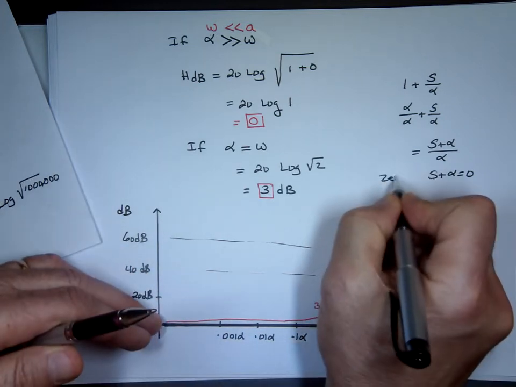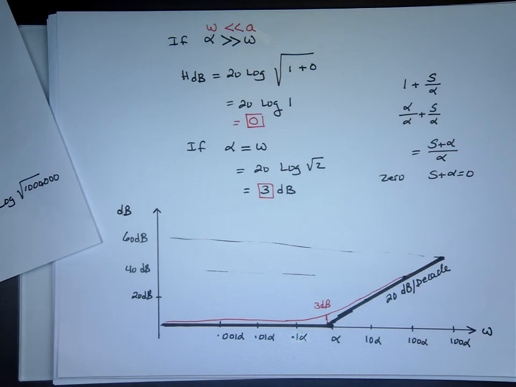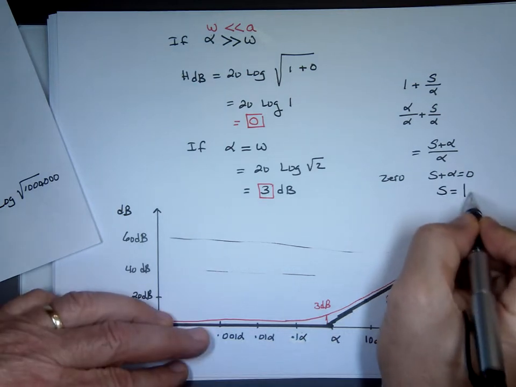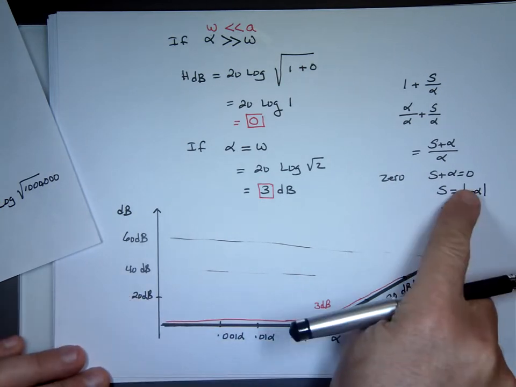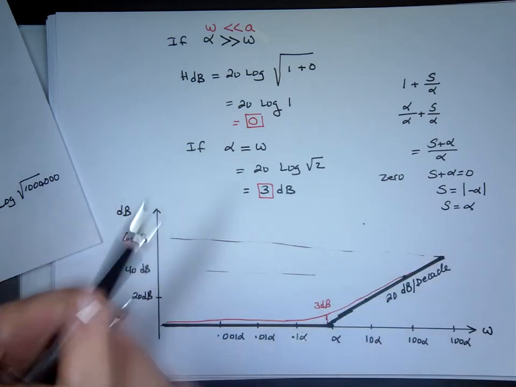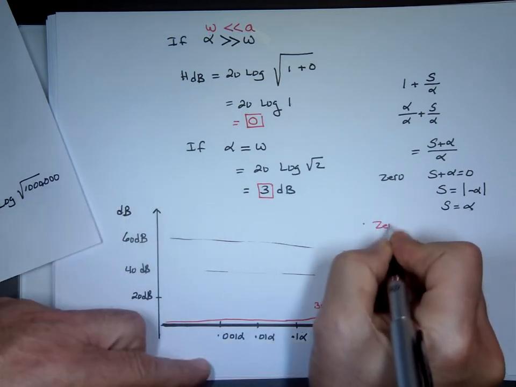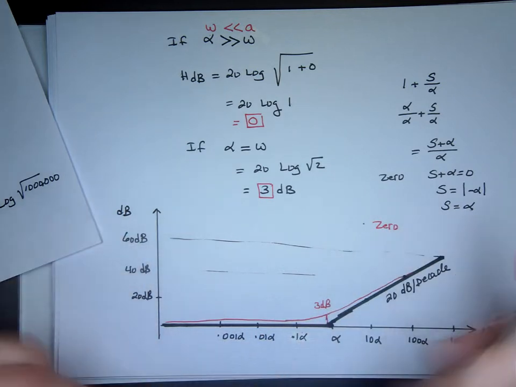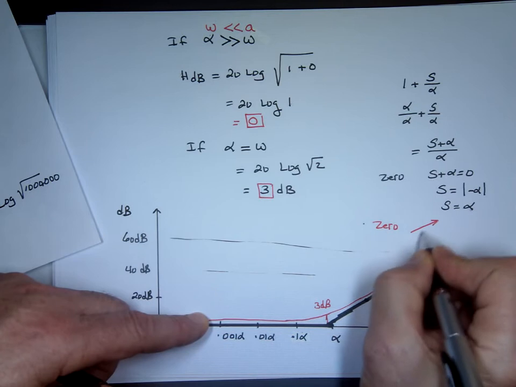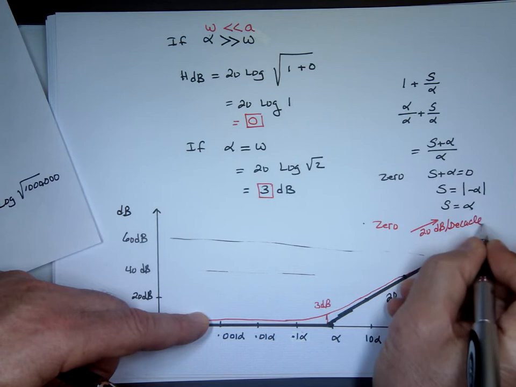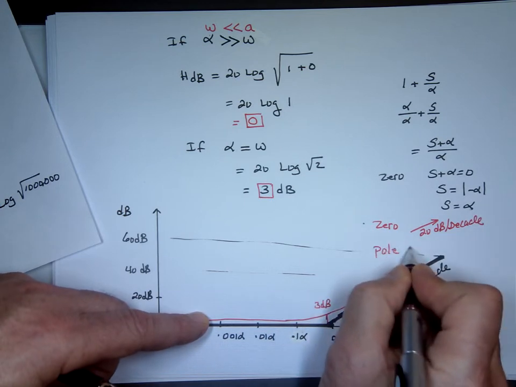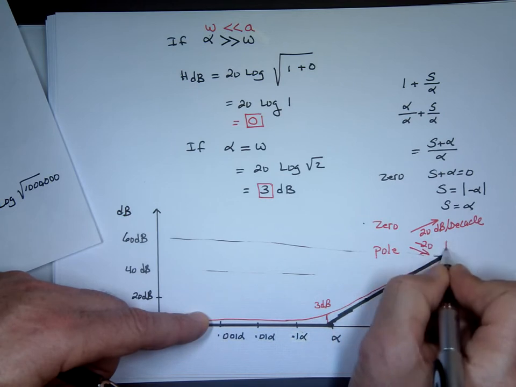Every zero is going to pull the graph up by 20 decibels. Every pole is going to pull it down by 20 decibels. So if you look at that, s equals the absolute value of negative alpha. So that's why you go, that's a zero. A zero is going to pull you up, so let me just write that down. Every zero, you see that from the picture. I want to derive that for you. Every zero is going to pull you up at the rate of 20 decibels per decade, and every pole is going to pull you down at the rate of negative 20 decibels per decade.